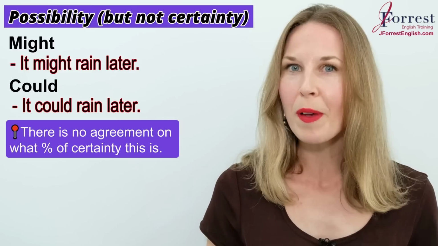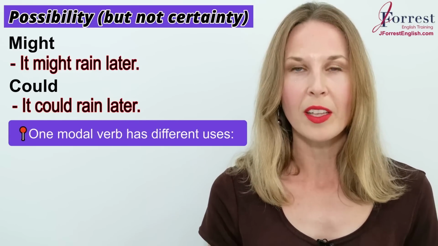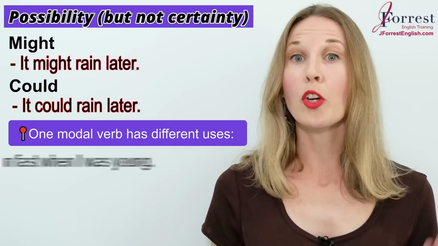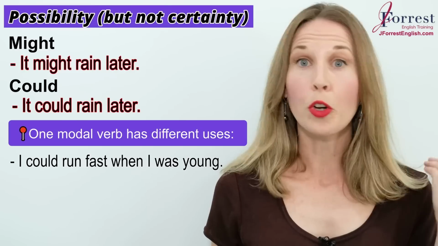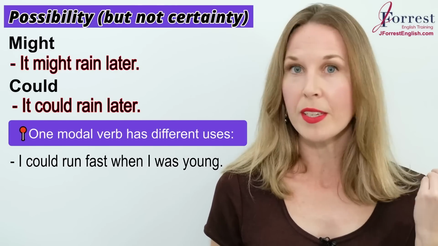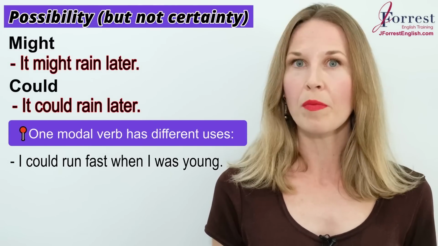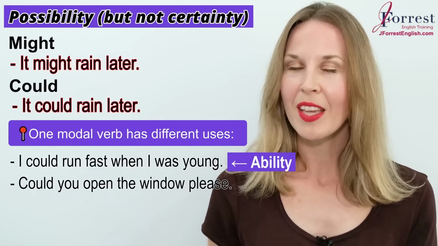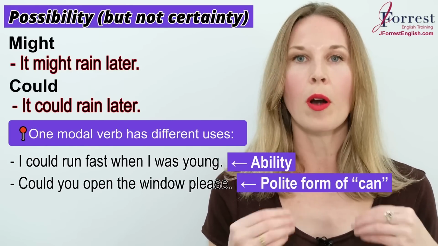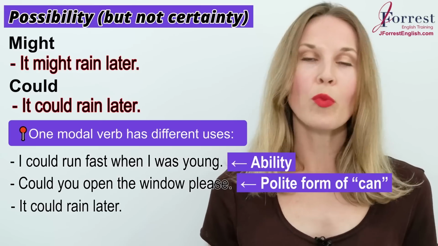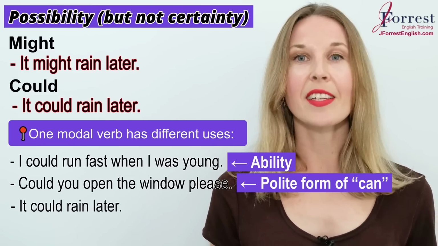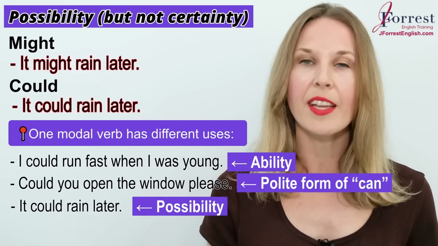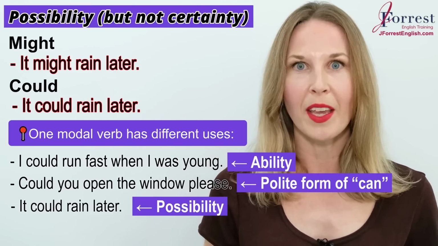I'm sure you've noticed by now that one modal can have different meanings, so don't get confused by this. I could run fast when I was young. This is used for ability. Could you open the window, please? This is the polite form of can. It could rain later. This is for possibility. So you have to look to the context to understand how the modal is being used.